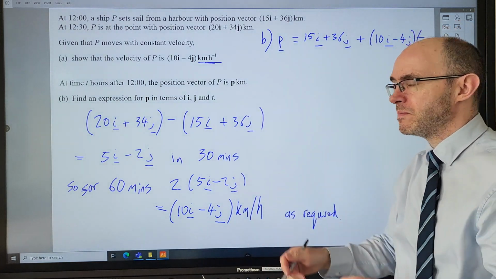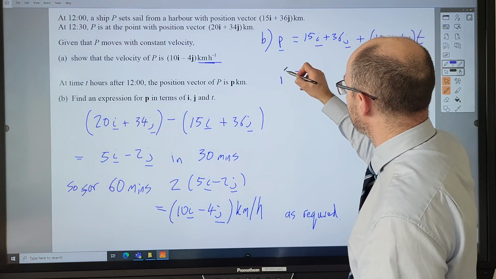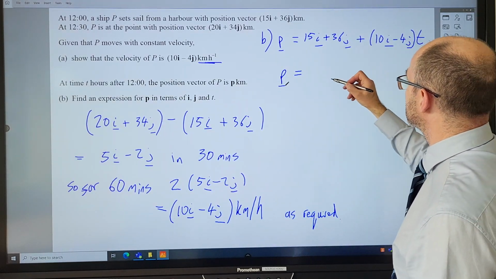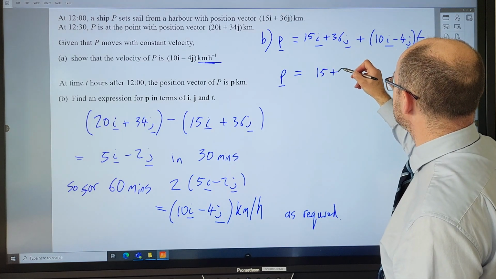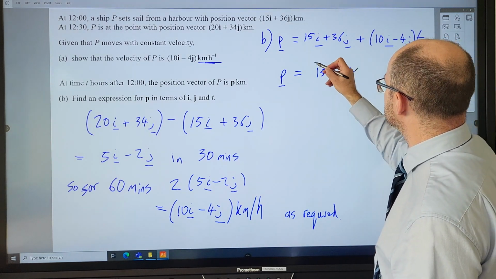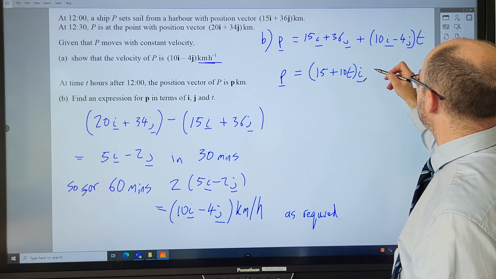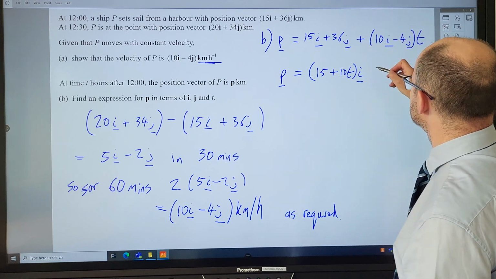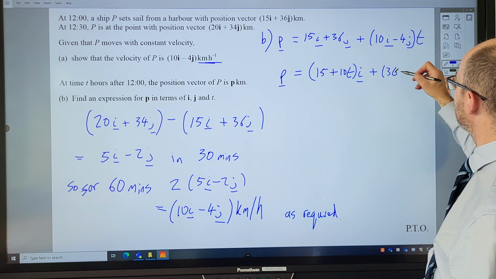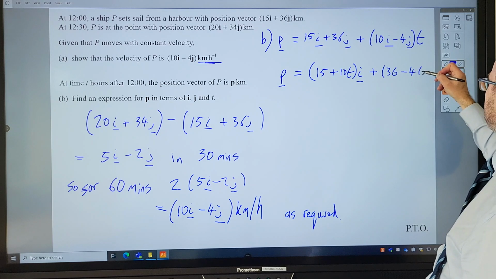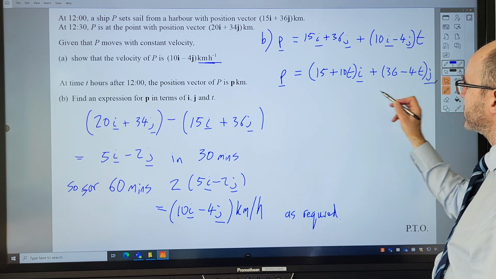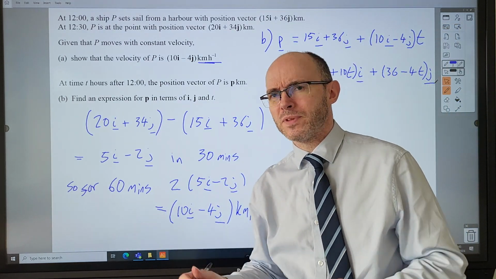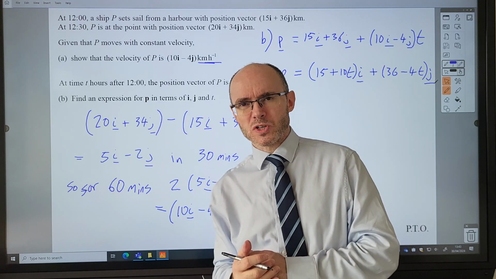Just bear in mind what's going to come later on about the collisions that I mentioned earlier. I do prefer to give my answer in terms of i's and j's, so 15 plus 10t, and then plus 36 minus 4t j. Right, so 15 plus 10t i plus 36 minus 4t j. Okay. Stand by for the next part of the question.